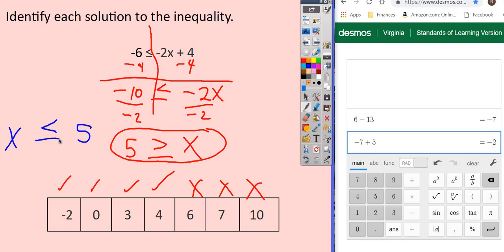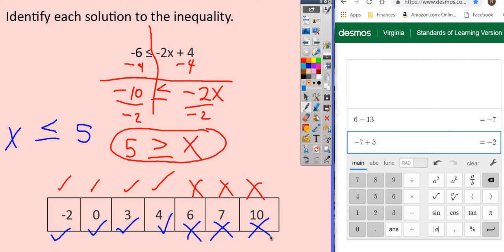Is negative 2 less than or equal to 5? It is. Is 0 less than or equal to 5? Yes. Is 3 less than or equal to 5? Yes. Is 4 less than or equal to 5? Yes. Is 6 less than or equal to 5? It is not, nor is 7, nor is 10.